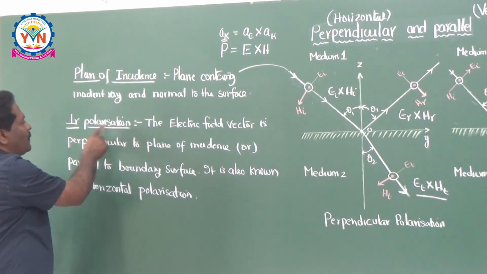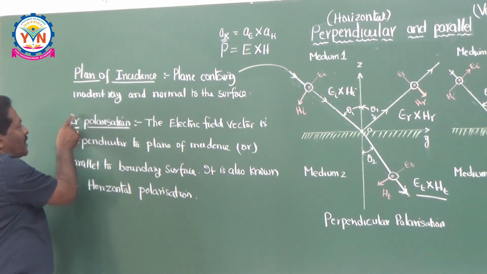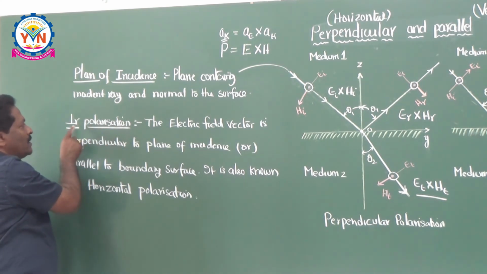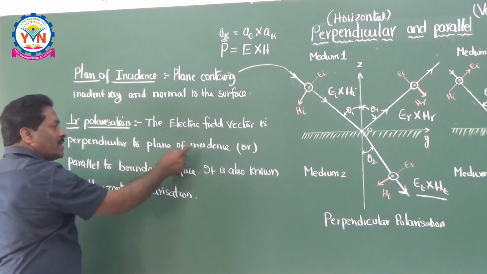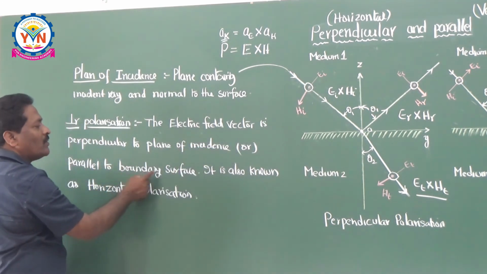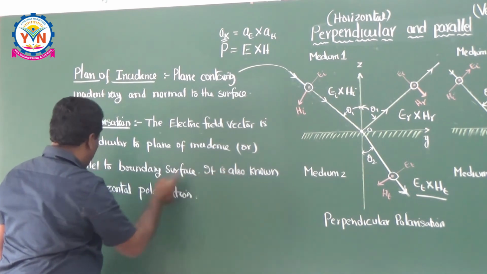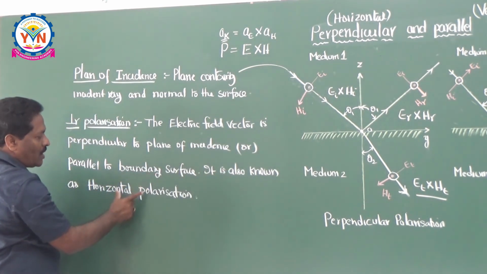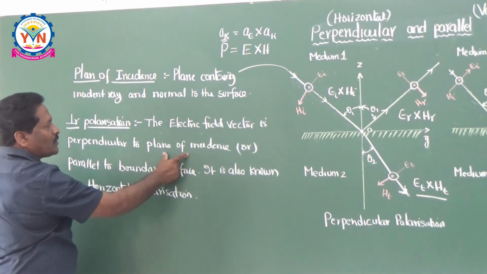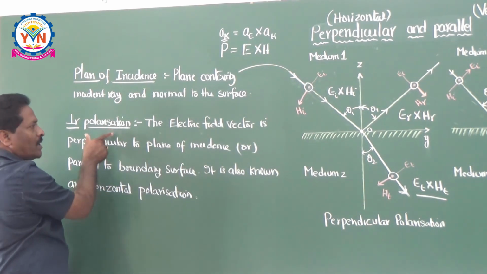What is perpendicular polarization? This is also one way of writing it. The electric field vector is perpendicular to the plane of incidence or parallel to the boundary surface. It is also known as horizontal polarization. If you name it with respect to the boundary surface it is horizontal, and if you name it with respect to the plane of incidence it is perpendicular polarization.